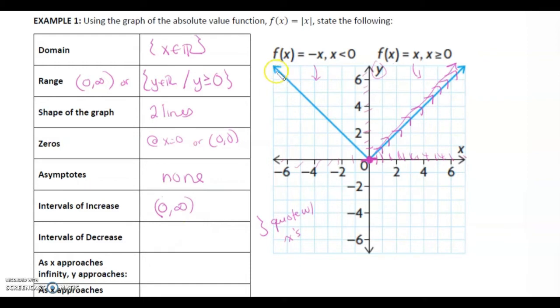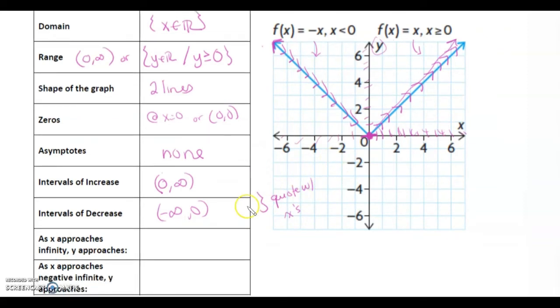And then intervals of decrease. I know that there's an arrow here looking like it goes up, but since we read a graph from left to right, just like how we read a book, we're actually reading to the right. So from negative infinity to 0, we actually have an interval of decrease. Okay, and as x approaches infinity, y approaches infinity. And as x approaches negative infinity, y approaches, again, positive infinity.